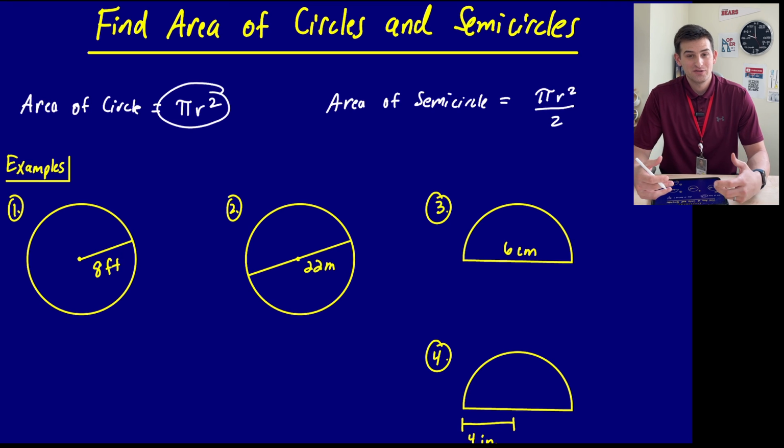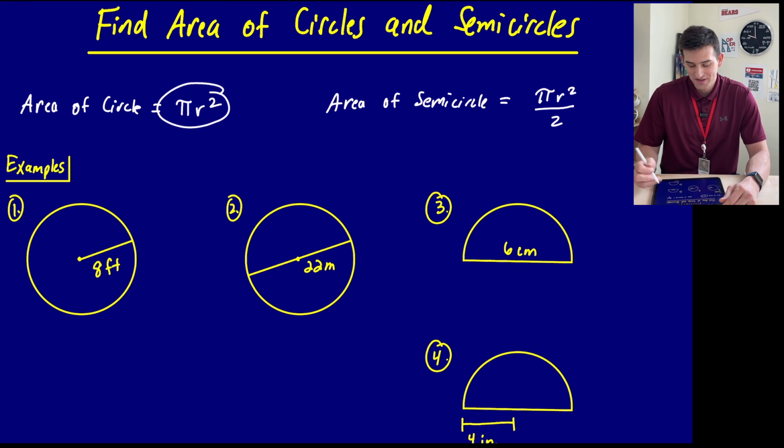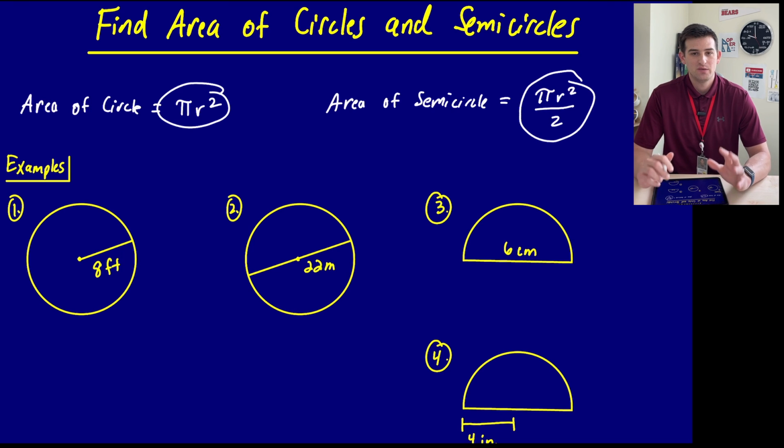And so if a semicircle is half of that, then we just need to do pi r squared divided by 2. So those are the two formulas we're working with, pretty straightforward. Let's do two examples for each one.